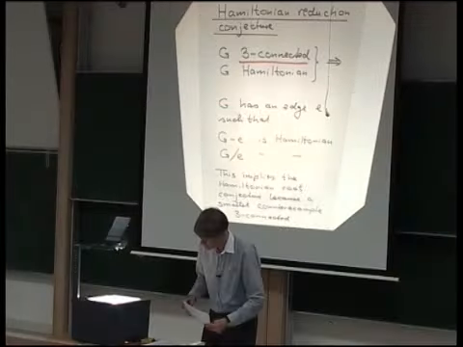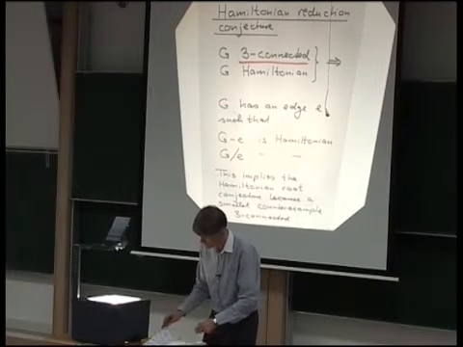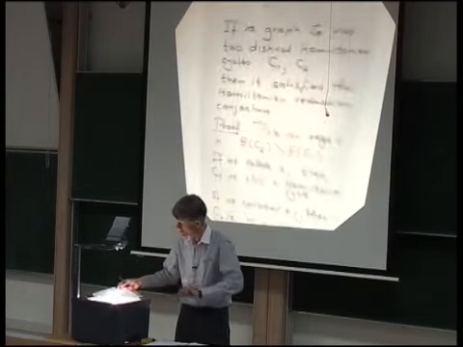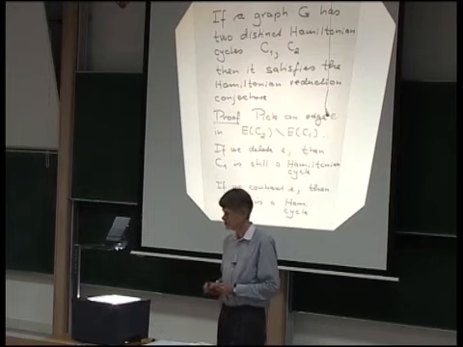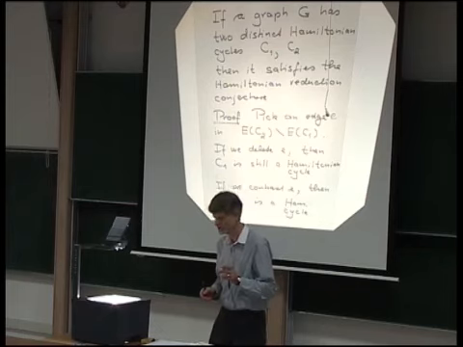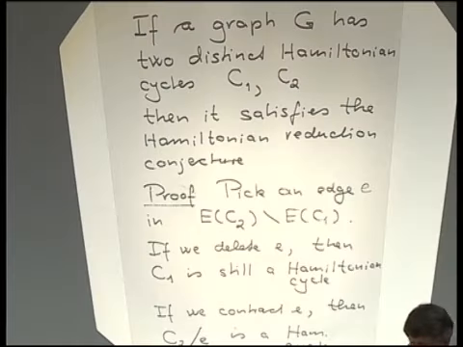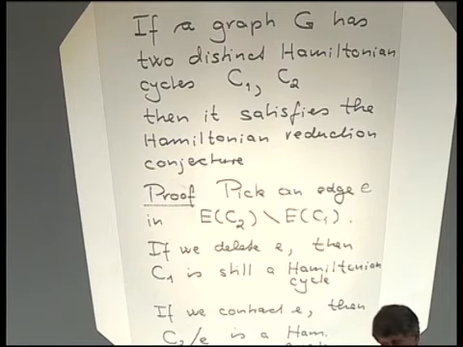And how can we attack this conjecture? Well, here is a way of attacking it. The following observation is useful. If you have a Hamiltonian cycle in a 3-connected graph, of course you can easily delete an edge and still have a Hamiltonian cycle. You can just delete an edge outside the Hamiltonian cycle. You can also contract an edge, namely an edge inside the Hamiltonian cycle, and you will still have a Hamiltonian cycle. But the problem is that you want to do both.